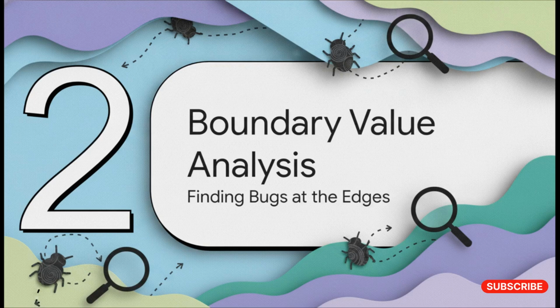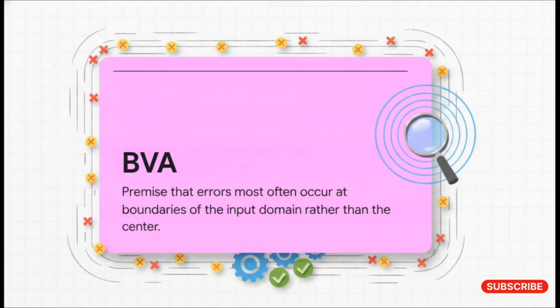Moving right along to Section 2, Boundary Value Analysis Explained. Finding bugs at the edges. The logic behind this specific technique is so fascinating. Boundary value analysis, or BVA, is built on this really interesting psychological and logical premise. Errors almost always occur at the boundaries of an input domain rather than right in the middle. It's like a universal law of programming.